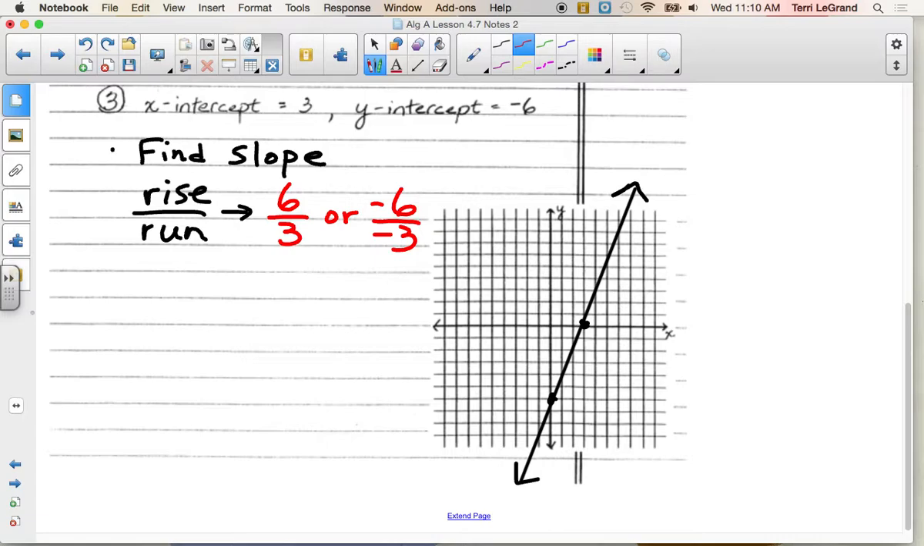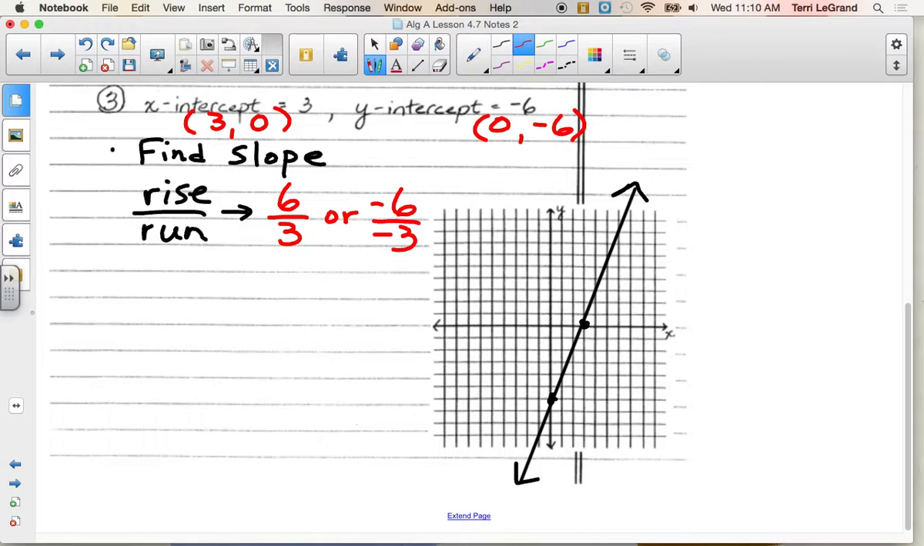Okay, so could we use the slope formula with this? Absolutely. How could we? Do we have 2 points? Yeah. What are their ordered pair names? What is the ordered pair name for this one? (3, 0). What's the ordered pair name for that one? (0, -6). So we could have used the slope formula. And if we use the slope formula, we should get the same thing as if we use the counting method, correct?